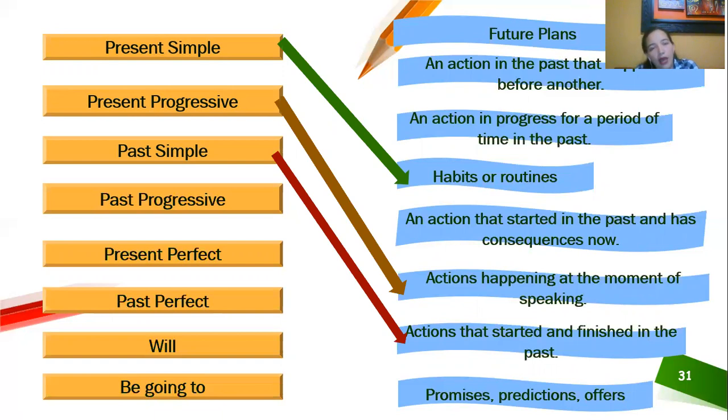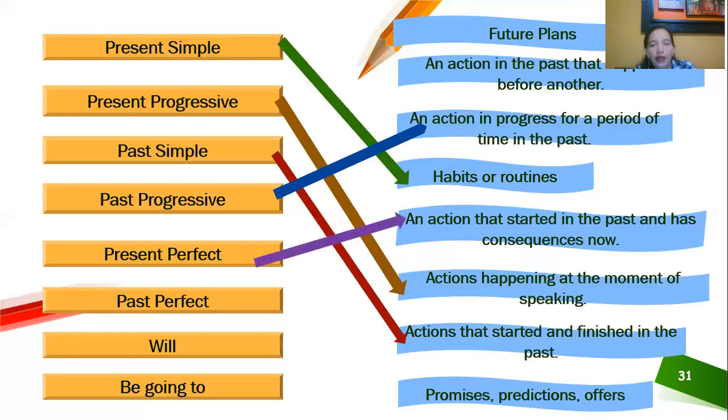Next one, past progressive, for an action in progress for a period of time in the past. For example, if I say, I was watching a movie when my mother called me. So it generally is for a period of time in the past, and I usually mix it with simple past with when and while.